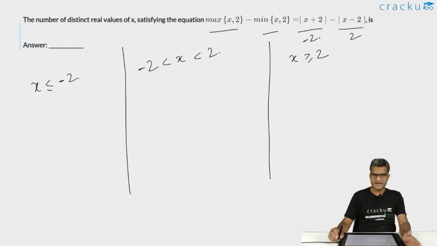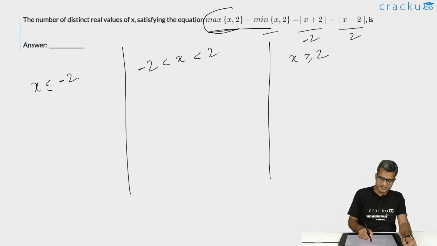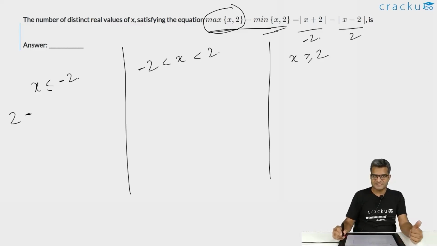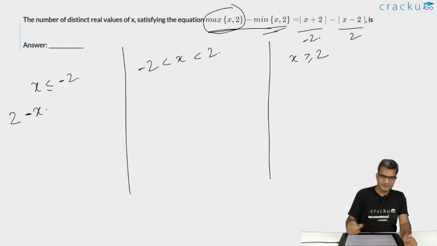In the first case, when x is less than or equal to minus 2, the left hand side is very simple to calculate, because here we know that x is less than or equal to minus 2. So which of the two is greater? What is the value of max of x comma 2? That will be 2. Minus what is minimum of x and 2? We know that in this particular interval x is less than or equal to minus 2. So min of x and 2 will be x.